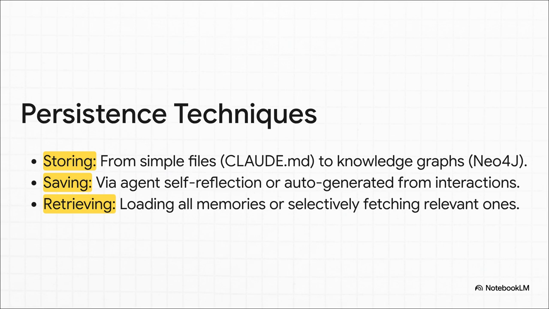Now, building this memory involves a few choices. First, where do you even store it? It could be as simple as a text file named claude.md or something as complex as a structured knowledge graph. Then you have to figure out how it saves new information. Some agent frameworks, like Reflection, have the agent literally reflect on its own actions to decide what's worth remembering. Others, like ChatGPT or Cursor, just learn from your interactions. And finally, how does it get those memories back? Do you just dump everything in, or do you get clever and only pull out the memories that are most recent, most important, or most similar to the current task?